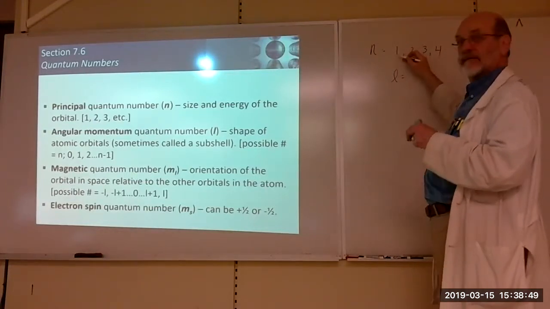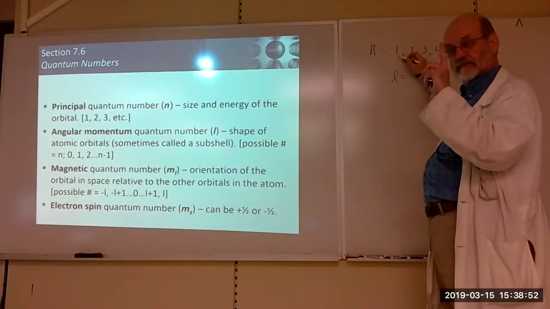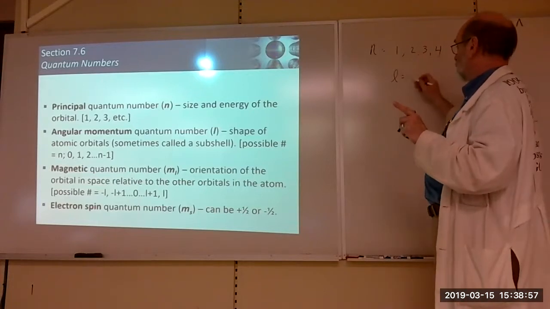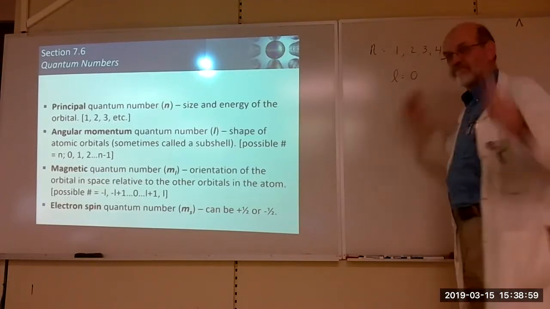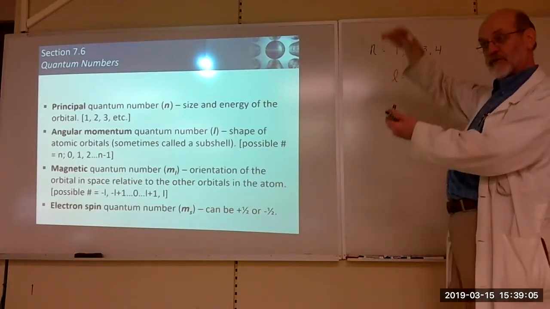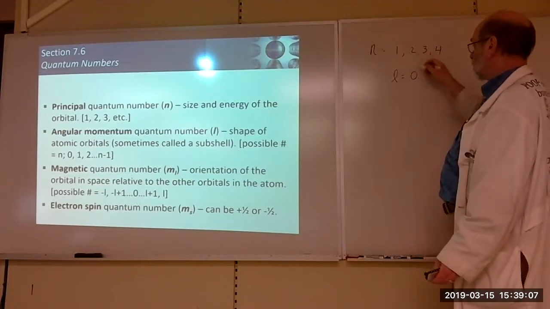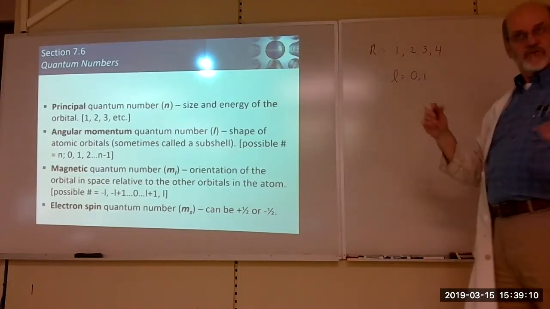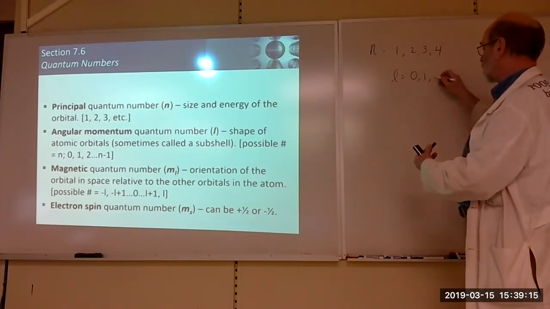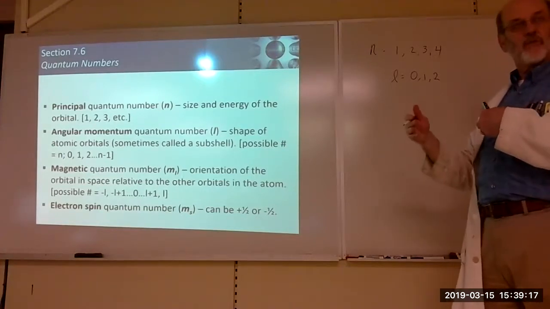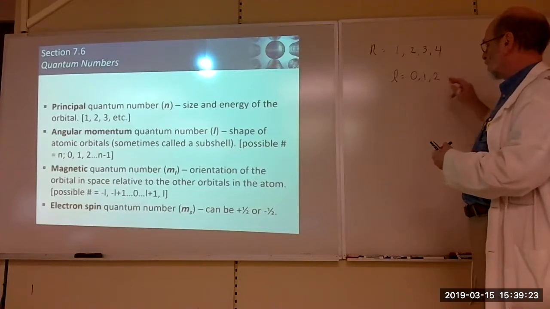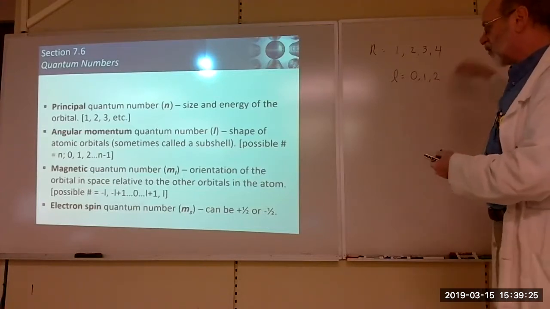So if n is 1, you can only have 1 L level, and L minus 1 is where you start. So we start here. For that one, you only have L equals 0, that's it. If you're in the second energy level, further away from the atom, then you can have 0 or 1, two possible L levels. If you move out to the third level, you can have 0, 1, and 2. So it's always n minus 1 is the maximum. 0, 1, 2, and that just keeps going up.